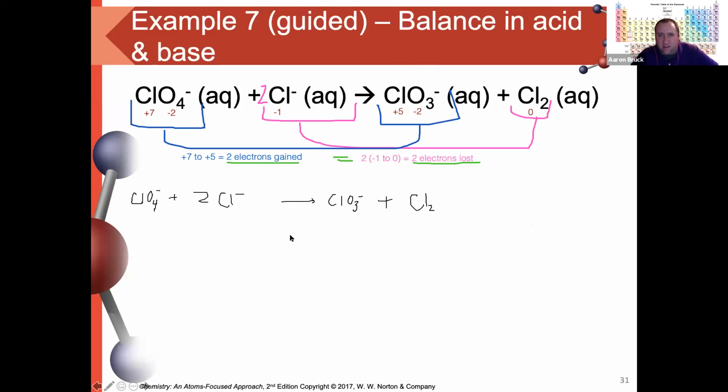Now, the next thing to do, I need to evaluate total charge. Total charge, I have a -1 for the perchlorate plus 2 -1s for the chlorides. -1 plus -2 gives me -3 total. On the opposite side, I have a -1 ion for the chlorate and a 0 for the chlorine. That's a -1 total on the product side.